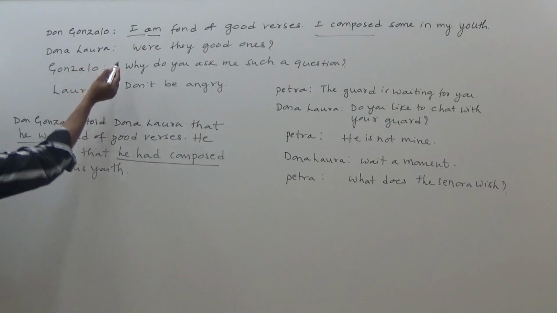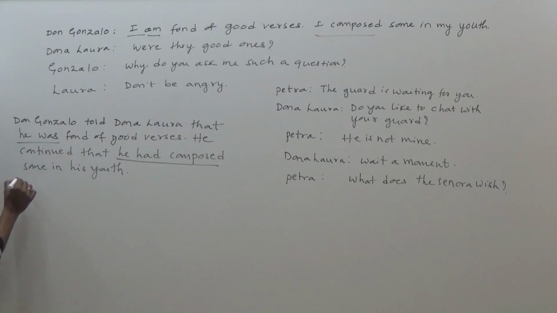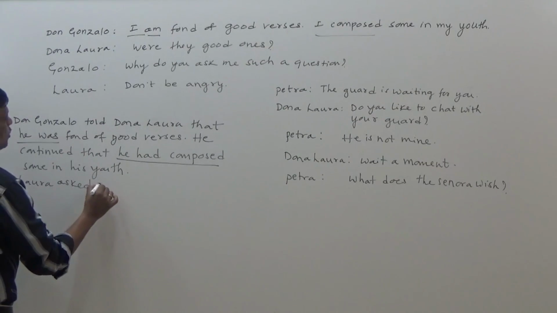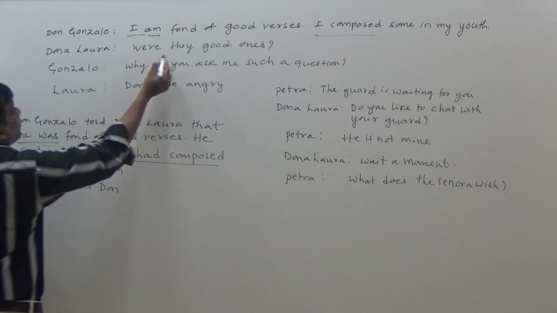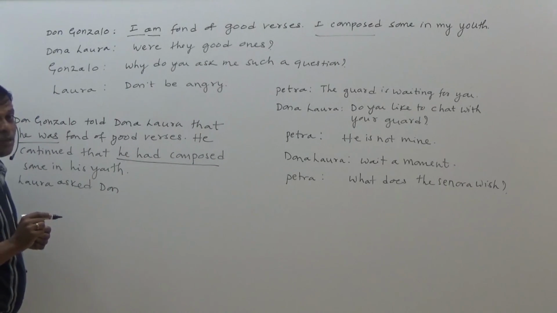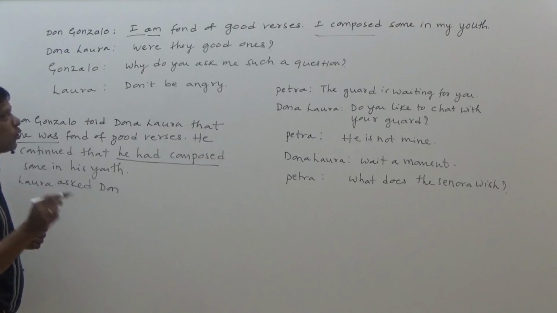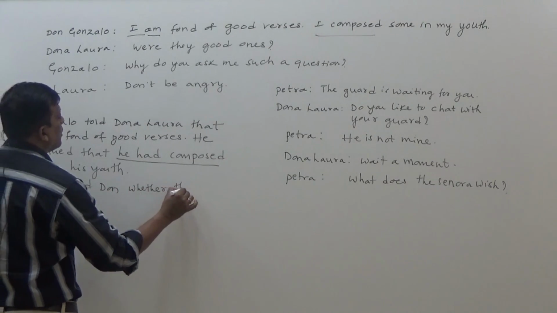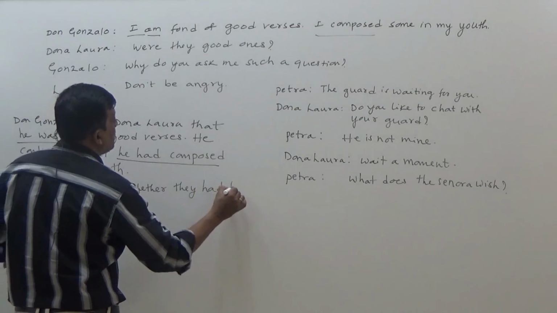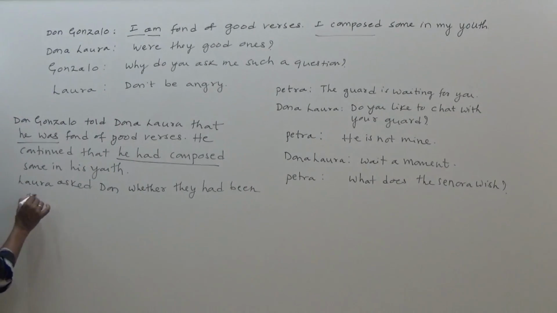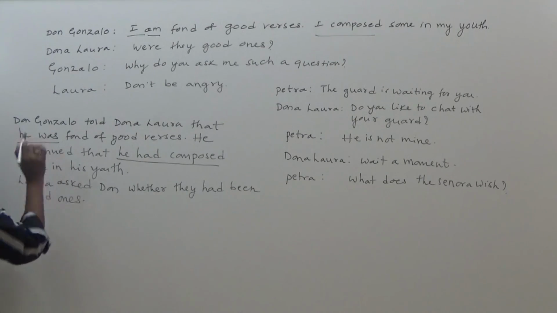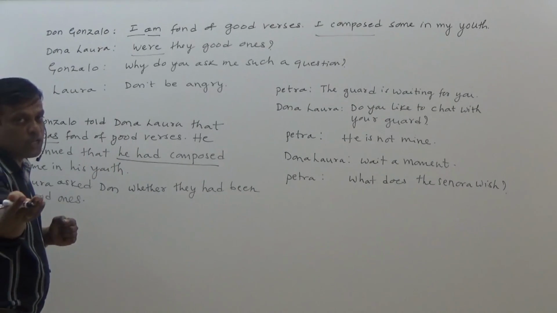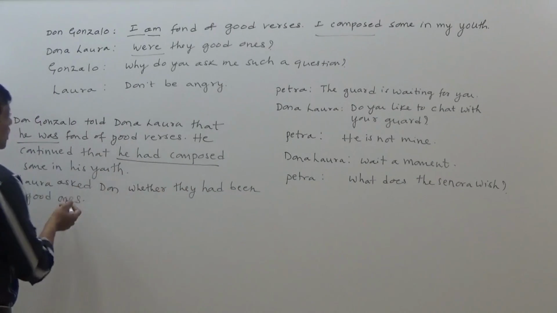Then Donna Laura, it is a question. She asked now. So Laura asked Don Gonzalo, were they good ones? Were they good ones is a question beginning with helping verb. We have to use either if or whether. So Laura asked Don whether they had been good ones. So were is changed to had been. Interrogative sentence is changed to assertive sentence. They had been good ones.